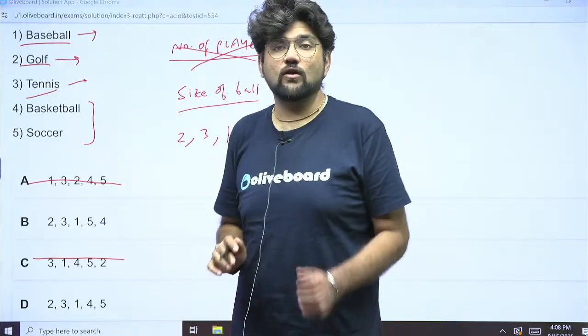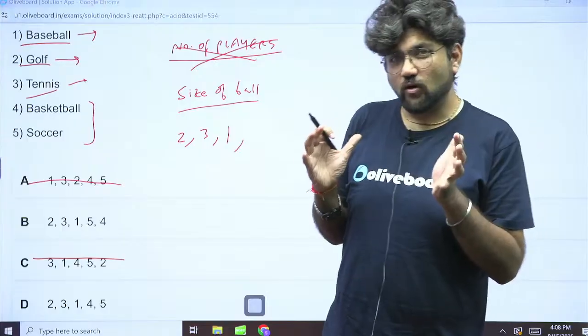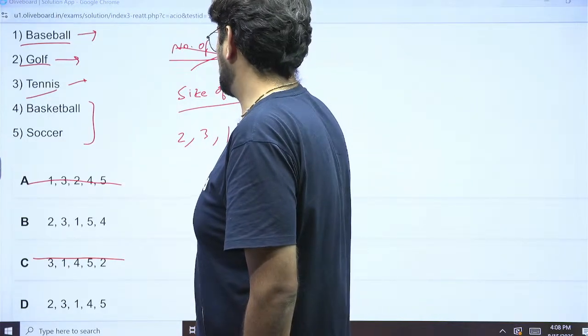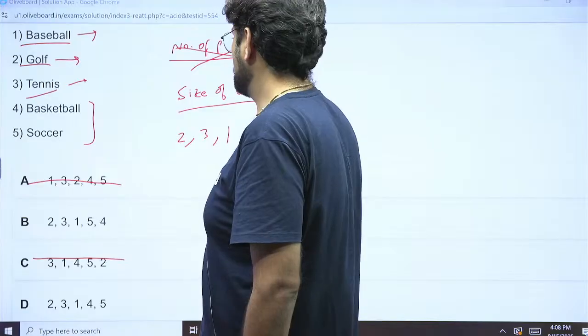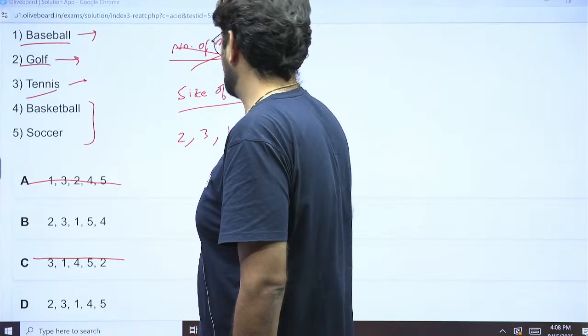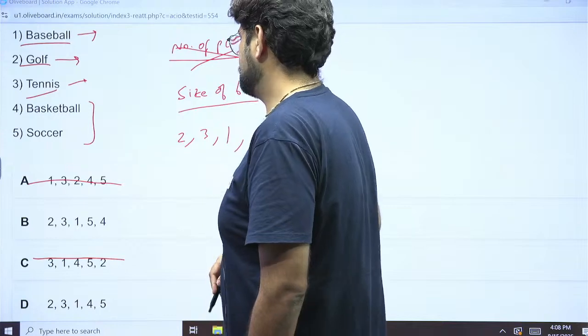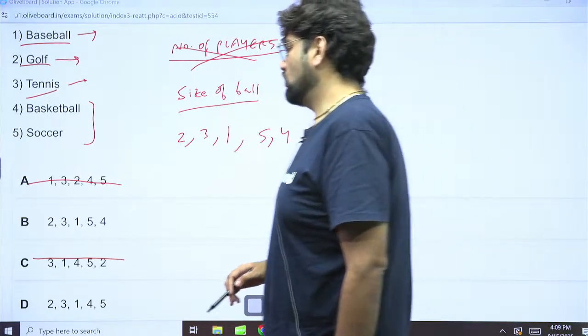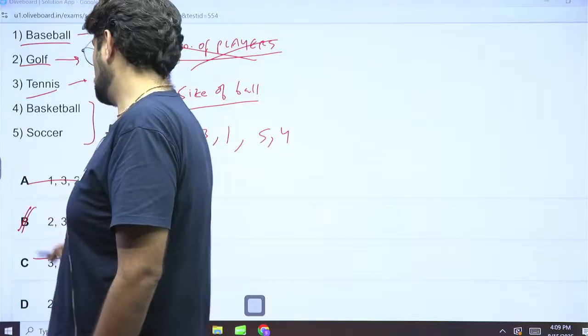Everybody thinks that they are almost equal, they are not. Soccer ball is slightly smaller than the basketball. Basketball is the largest, so sorry, soccer ball is the largest, my bad. So this is 2, 3, 1, 4, 5. No, sorry, 2, 3, 1, 5, 4. Yeah, I am right. Basketball is slightly larger than the soccer ball. So option 2, option B becomes the correct answer. Right?